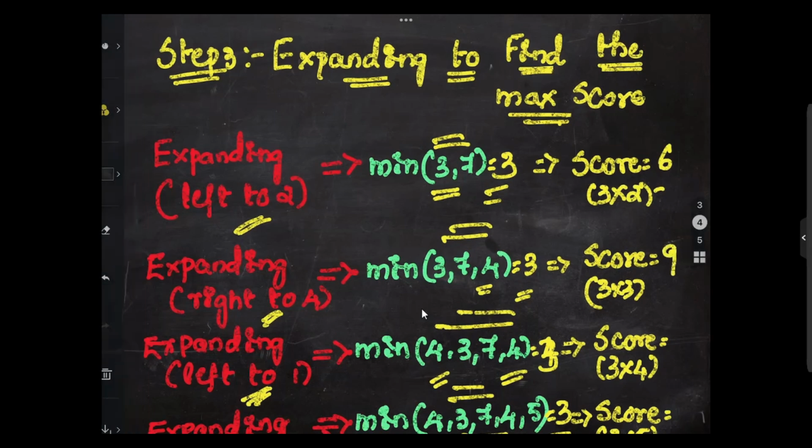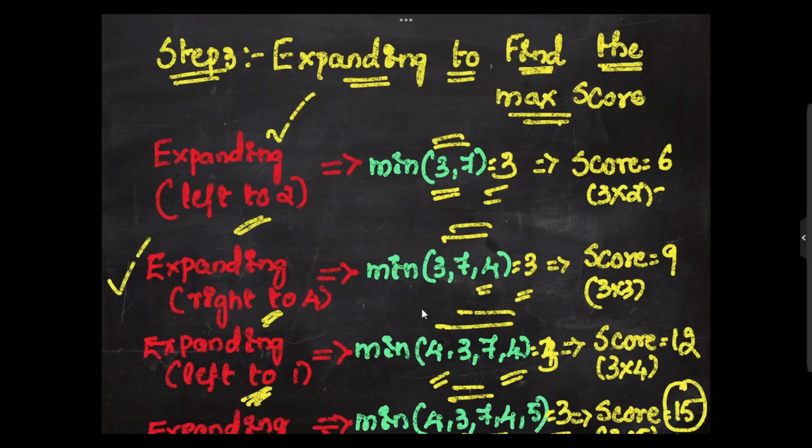In this case 3 into 2 is 6, 3 into 3 will be 9, 3 into 4 will be 12, and 3 into 5 will be 15. And the last one is considered as the output here. So I hope this is clear. We are expanding to find the maximum score. One step we are expanding to left, next step we are expanding to right, left and again right. Min of 3 comma 7 we considered from the question. You can just check.